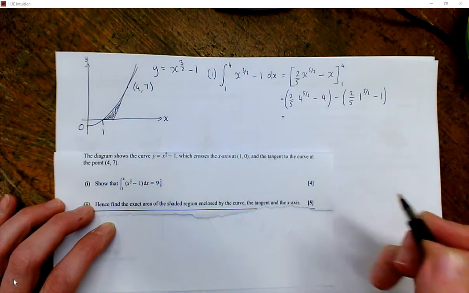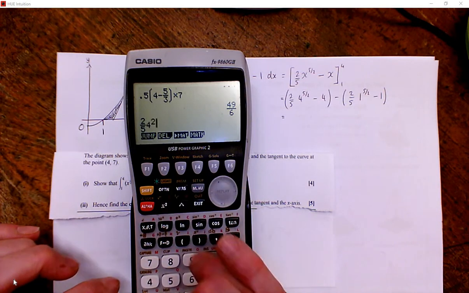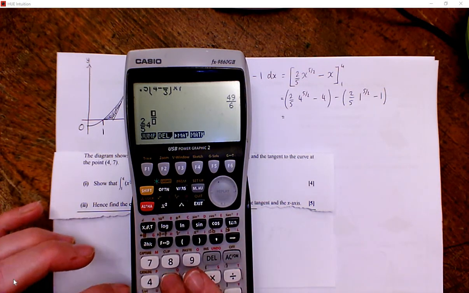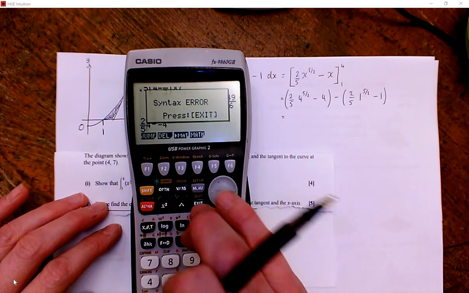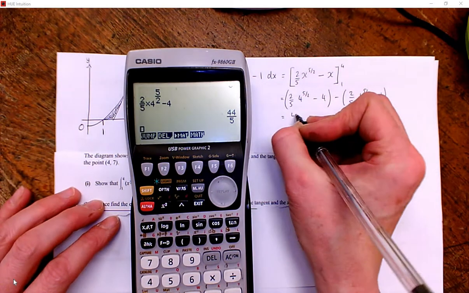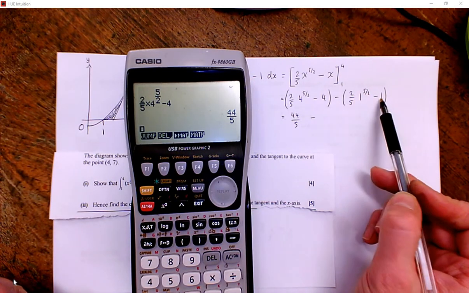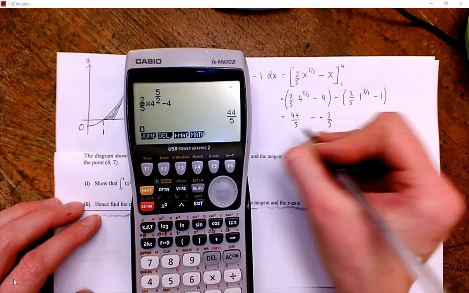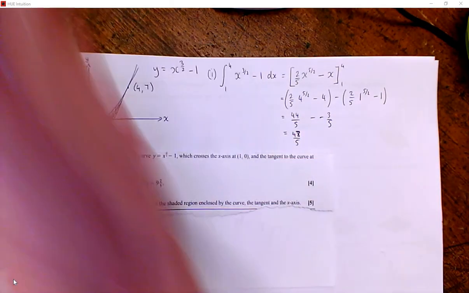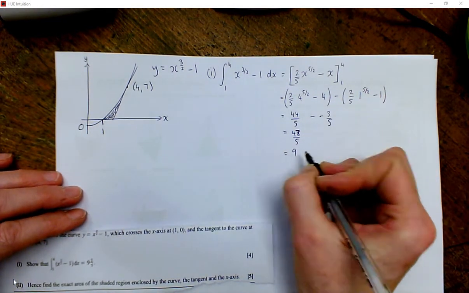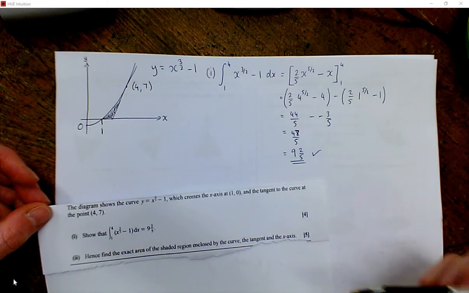Then we can type it on the calculator. So we've got 2/5 times 4 to the power of 5 over 2, minus 4. Oh dear. So that's 44/5, take away... if we substitute 1 in, 1 to the power of anything is 1, so we've got 2/5 take away 1. That's going to be negative 3/5. So altogether we get 48/5. Oh no, 47/5. And 47/5 is indeed 9 and 2/5 left over. So that's done. You can always check on your calculator wherever you like to.